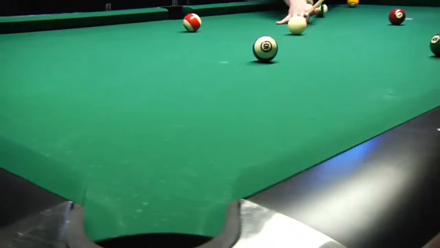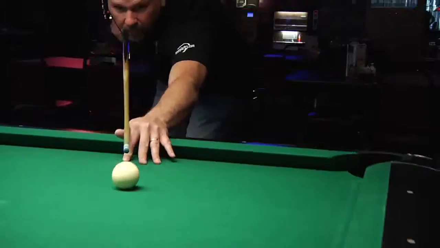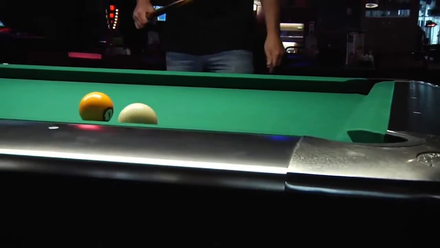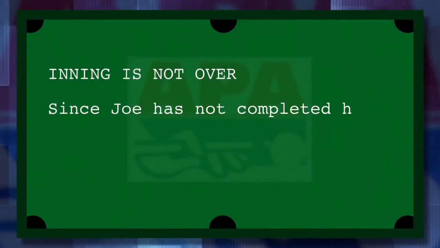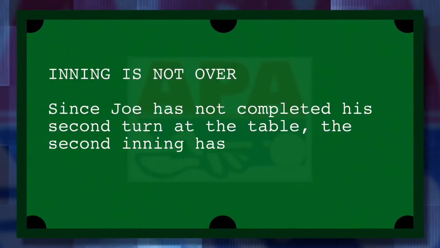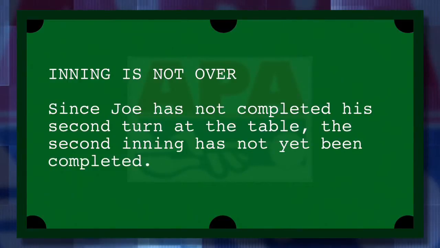Steve then pockets 1 ball and then misses. Joe then finishes pocketing his remaining balls and the 8 ball, winning the game. However, since Joe has not completed his second turn at the table, the second inning has not yet been completed.